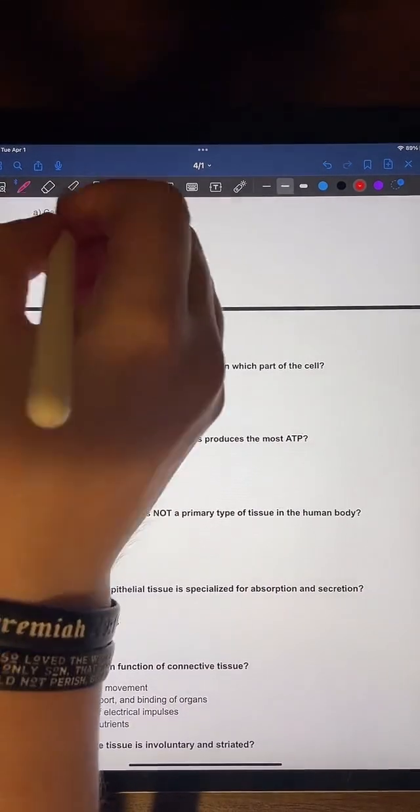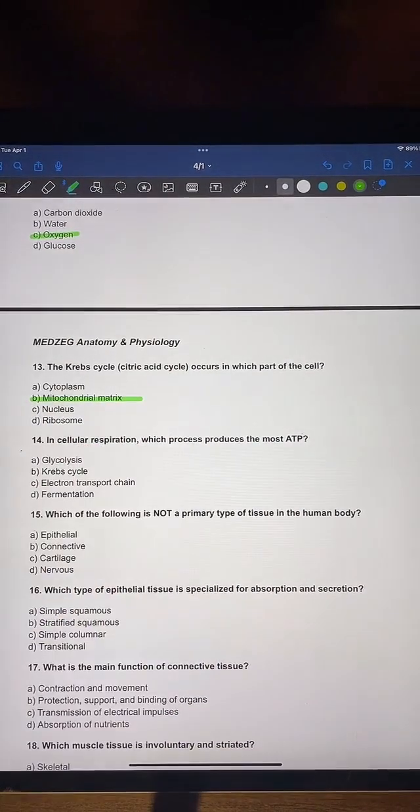Number 13, the answer is B. It is the mitochondrial matrix. The mitochondrial matrix is where the Krebs cycle occurs. This is where acetyl-CoA is broken down, producing NADH and FADH2 for the ETC. The cytoplasm is where glycolysis occurs. The nucleus is where the genetic material is, not where respiration is. And the ribosome would be protein synthesis.